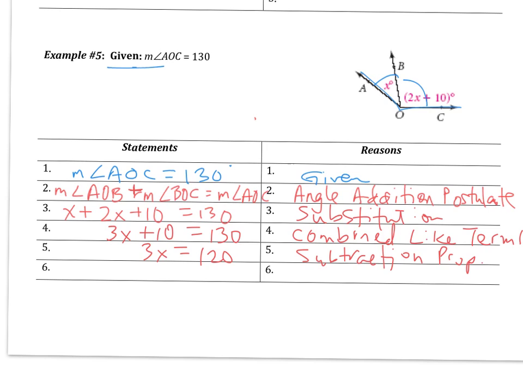All right, and then the last step. Tony, what are we doing for the last step? You divide both sides by 3, and get x equal to? 40. All right, and then that property is the? Division property.